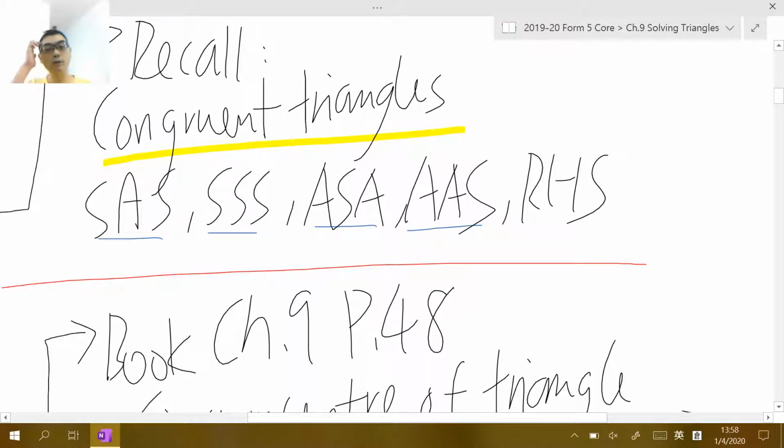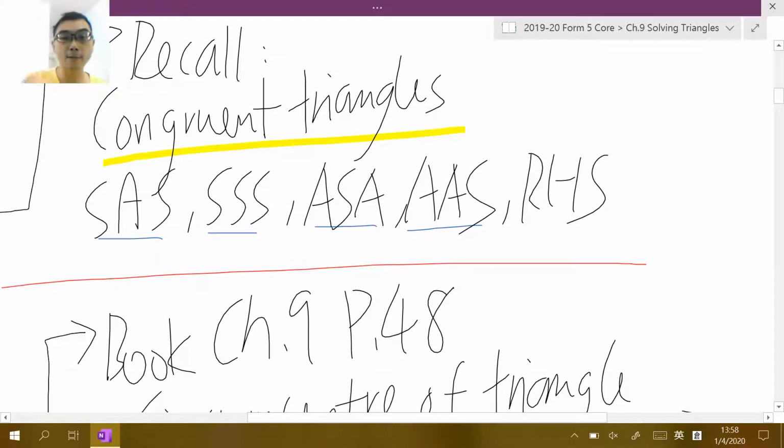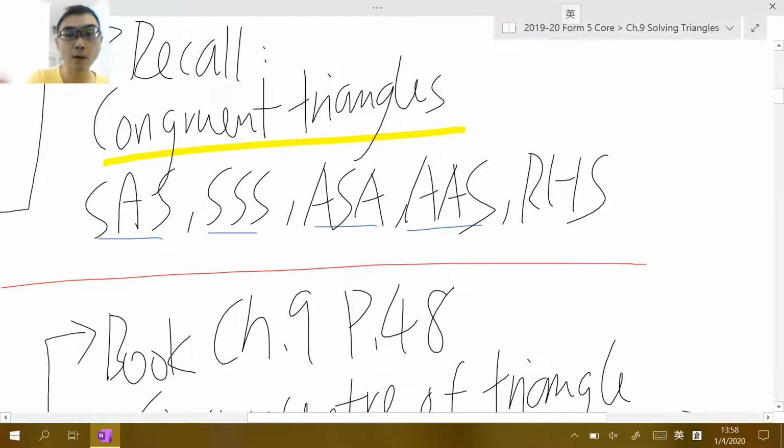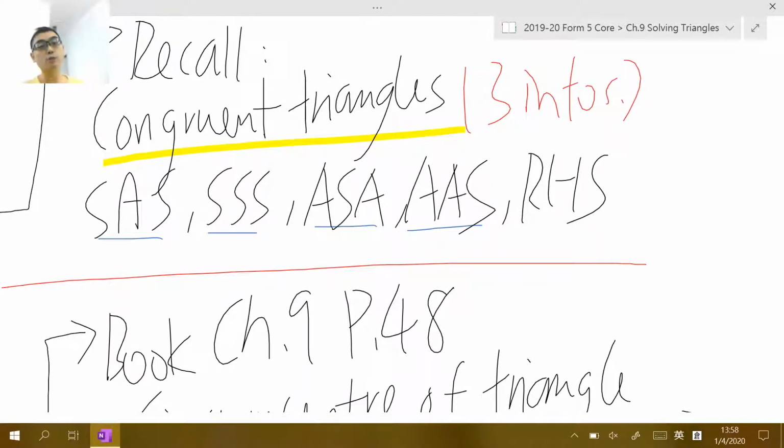And also, you should still remember that when we talk about congruent triangles, you should have 3 pieces of information. Why? Because the reasons to say two triangles are congruent are the following: SAS, SSS, ASA, AAS, and the last one is RHS. So you can see each of the reasons should have 3 pairs of information when we talk about the 2 triangles.